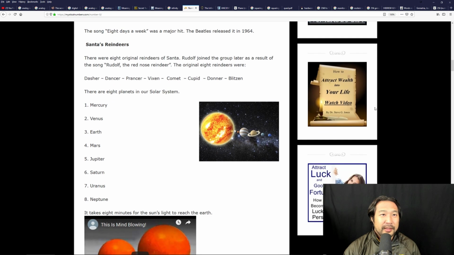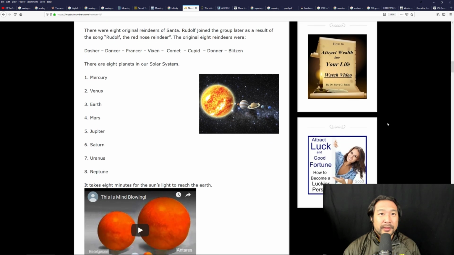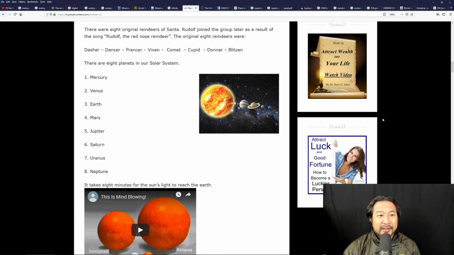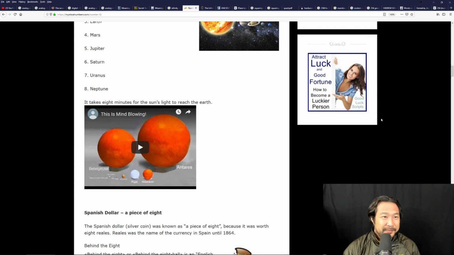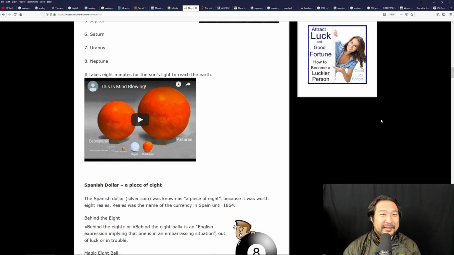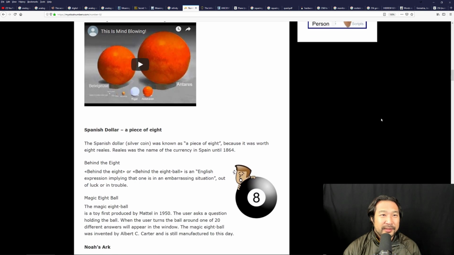Their original 8 reindeer is Santa. The original 8 were Dasher, Dancer, Prancer, Vixen, Comet, Cupid, Donner, and Blitzen. There are 8 planets in our solar system, if you, of course, don't count Pluto. It takes 8 minutes for the sun's light to reach the Earth.